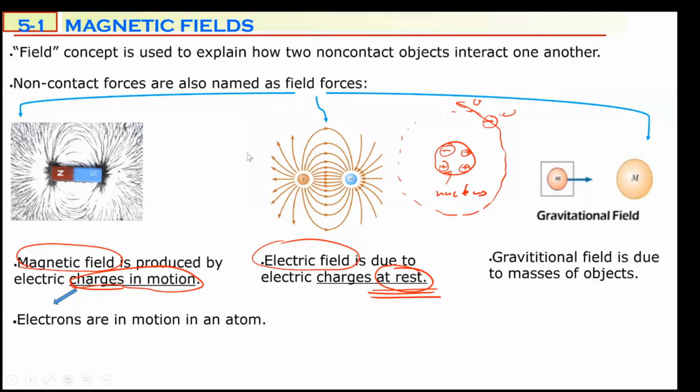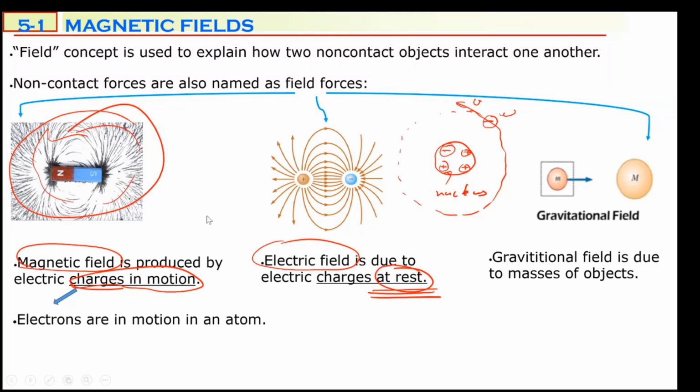So inside an atom, electrons are in motion. The origin of this magnetic field, all this magnetic field, is because of the motion of the electrons inside an atom, which are revolving around the nucleus. Electrons are in motion in an atom. This is the origin of the magnetic field. This motion produces all these magnetic field lines around the magnet.